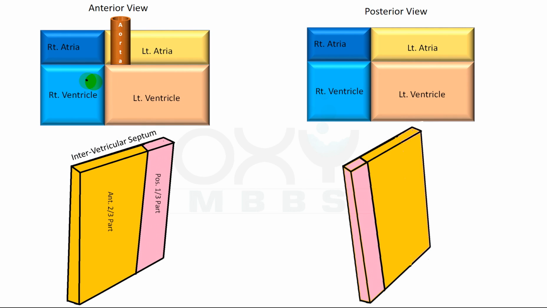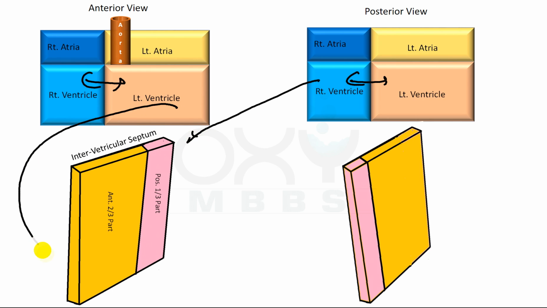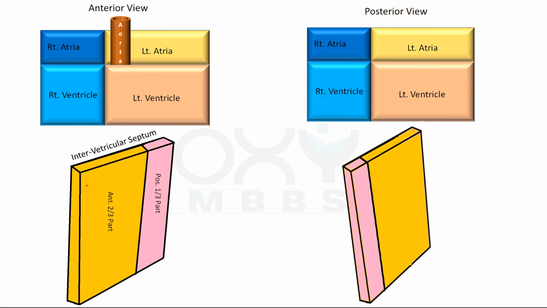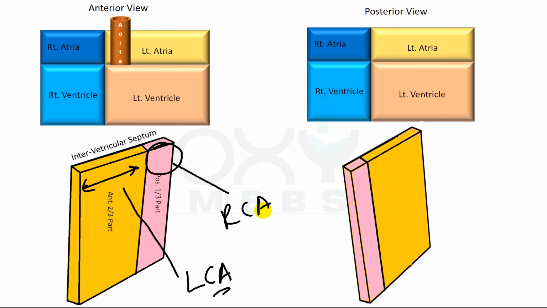Now in between the ventricles there is a septum present, and that septum is called the interventricular septum, and we have divided this interventricular septum into two parts, the anterior 2/3 part and the posterior 1/3 part. So this one is the posterior 1/3 part and this one is the anterior 2/3 part. And this anterior 2/3 part of the interventricular septum is supplied by the left coronary artery, while the posterior 1/3 part is supplied by the right coronary artery.